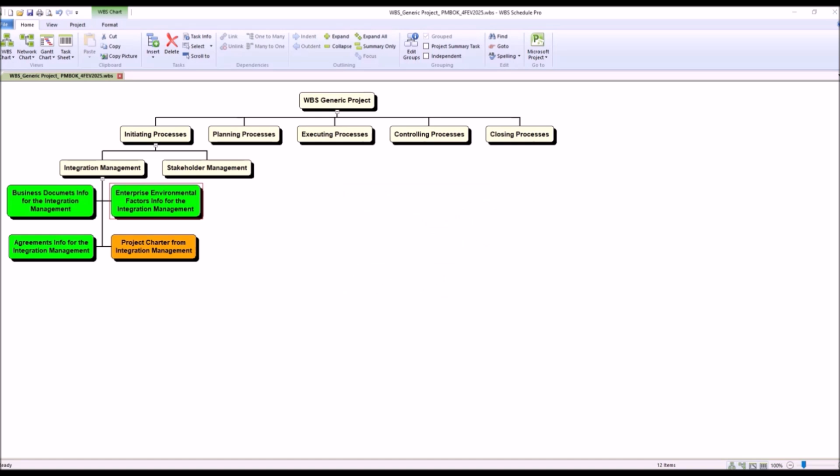Enterprise environmental factors are essential for project charter development because they provide the context, constraints, and conditions that shape the project. These factors represent the internal and external conditions that influence how a project is initiated, planned, executed, and controlled.